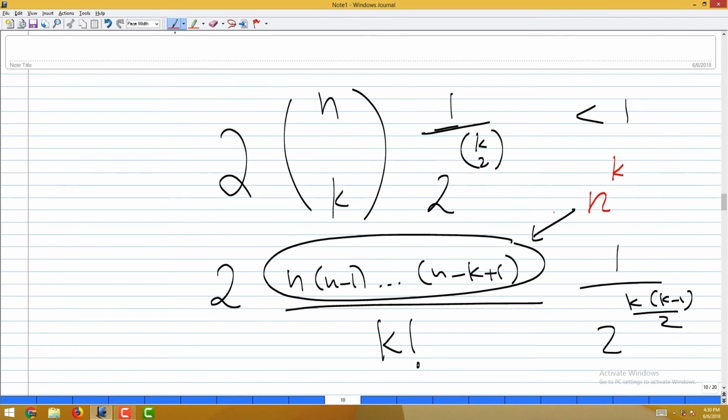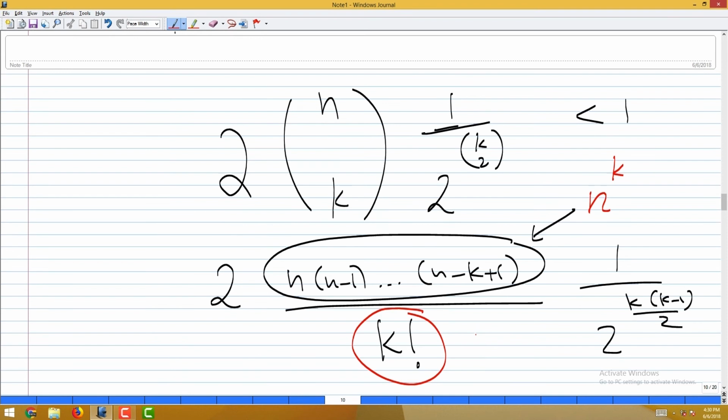I take a bigger number, that is all, n raised to k, because when I look at this n into n minus 1 into n minus 2 itself, I get scared, right? It's very difficult to manipulate that. So I just go the easy route and take n to the power k. And below, what will I do? k factorial.